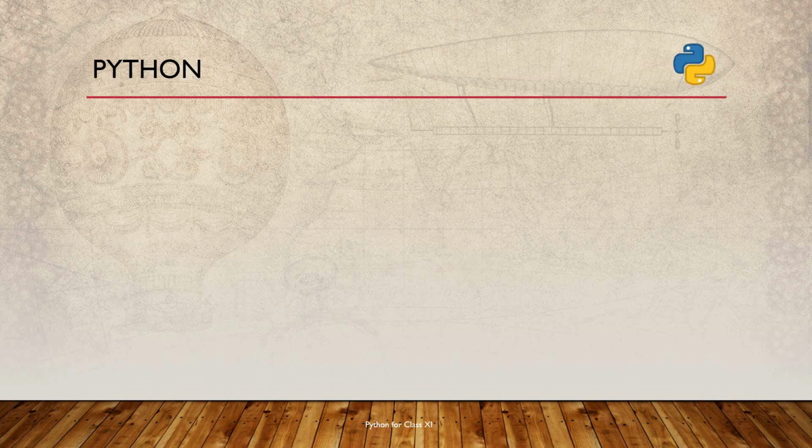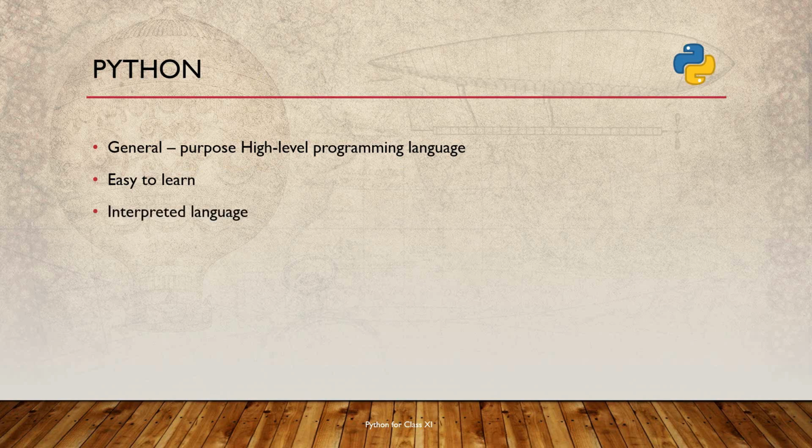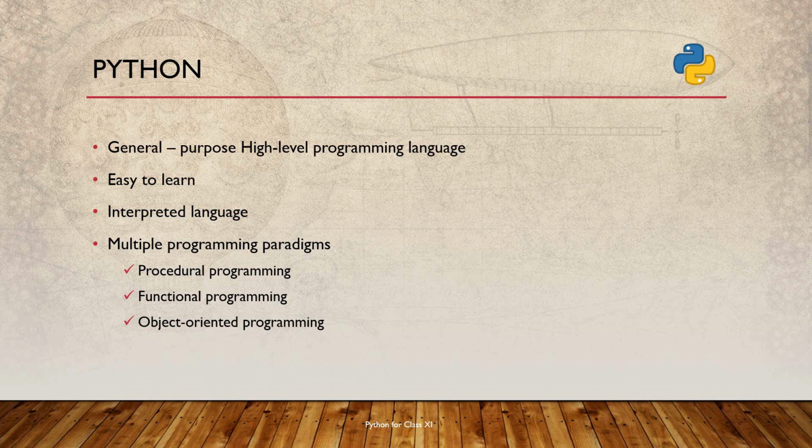Now, I will give the overview of Python. Python is a general purpose high level programming language and it is very easy to learn, and it is an interpreted language. So that means there is no separate compilation process to execute the Python program. And then Python supports different types of programming paradigms. It supports the procedural programming style, functional programming style, and also object-oriented programming style. Guys, remember in Python everything is an object.